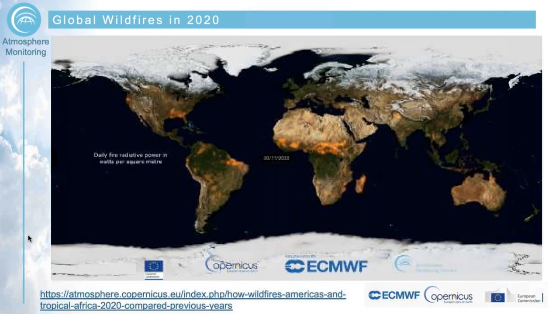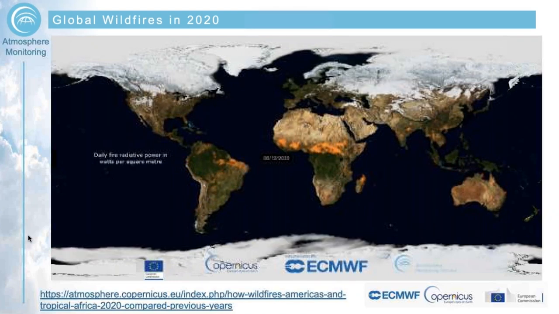And then through to the end of the year. And what this really shows is just how much fire there is worldwide day by day and how much that changes in terms of its distribution, particular locations throughout the year.